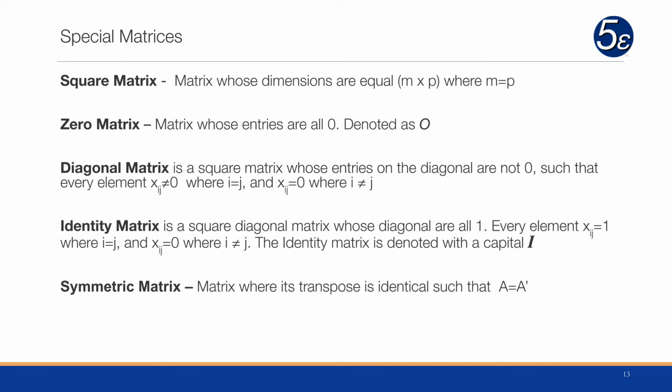The term symmetric matrix is a matrix where its transpose is identical. So in other words, matrix A and its transpose are identical.